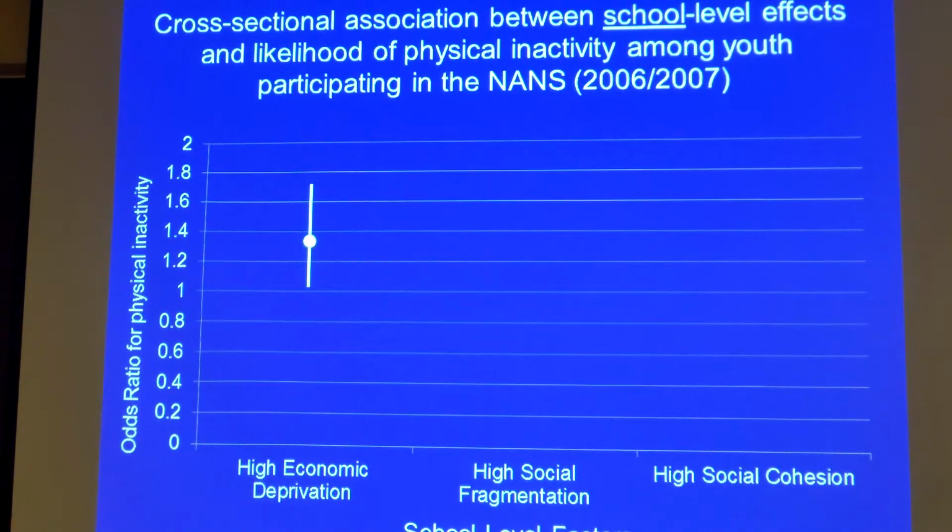So again, at baseline, those attending high economically deprived schools were significantly more likely to be physically inactive. And also it was just marginally significant, those attending high socially fragmented neighborhoods were marginally significantly more likely to be physically inactive. And those attending high socially cohesive schools were significantly less likely to be physically inactive.